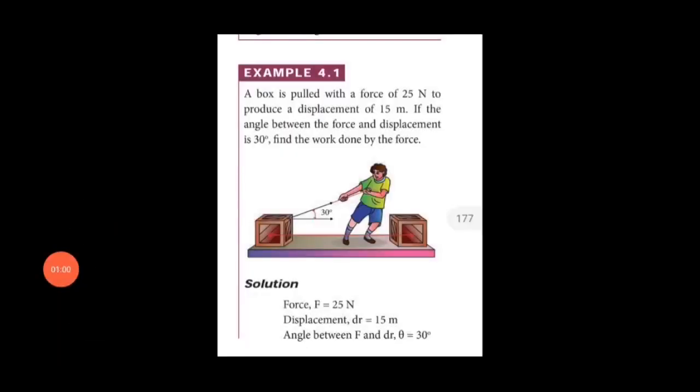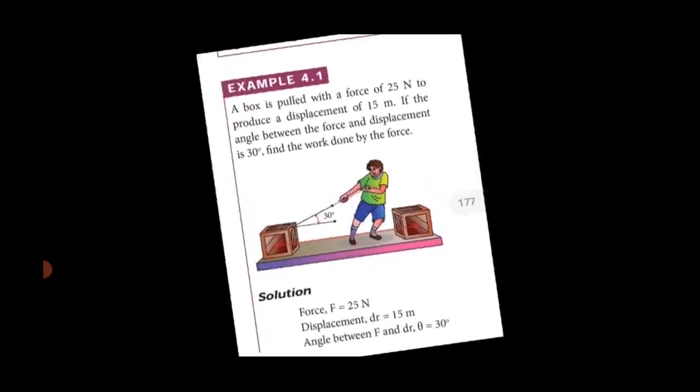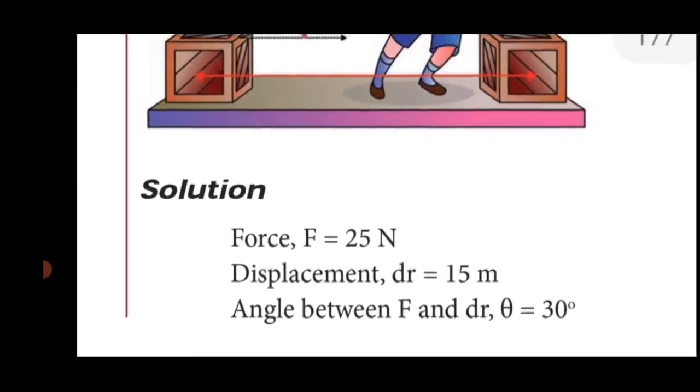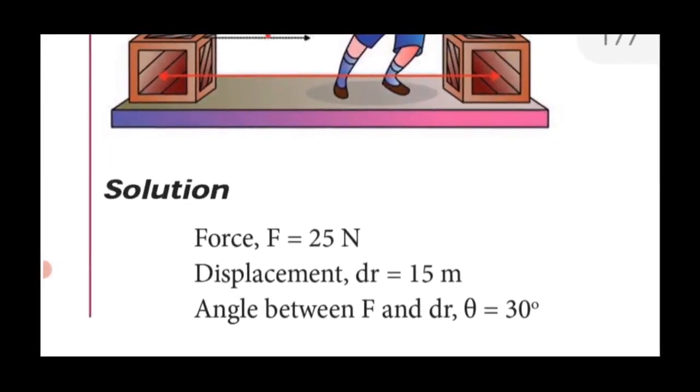Related to this, one problem is given as example 4.1. A box is pulled with a force of 25 Newton to produce a displacement of 15 meter. If the angle between the force and the displacement is 30 degrees, find the work done by the force. Here theta, dr and F are all given, so we have to find the solution. F is equal to 25 Newton, displacement dr is 15 meter, and theta between F and dr is 30 degrees.